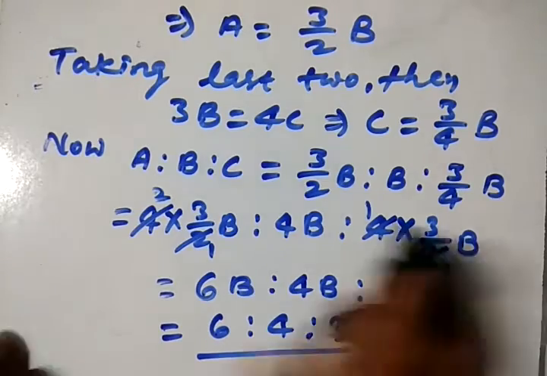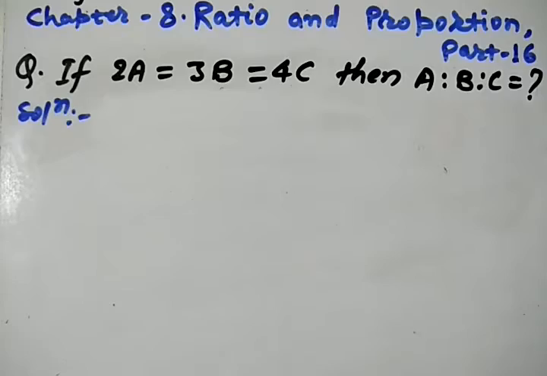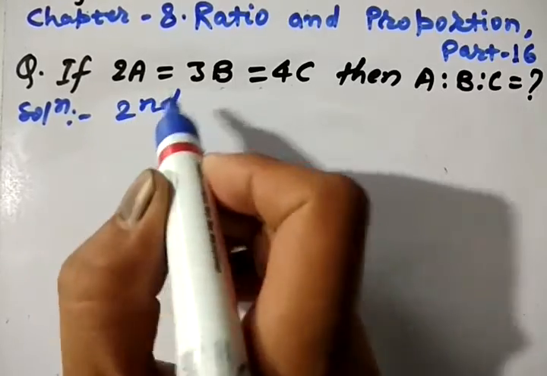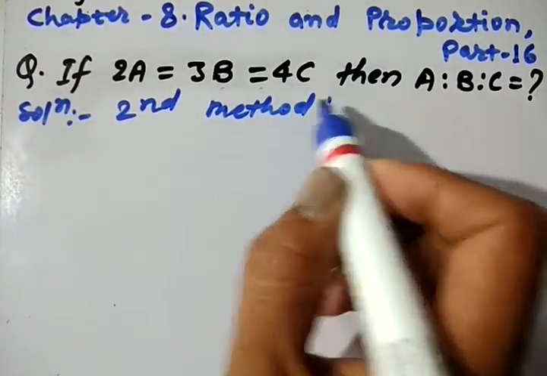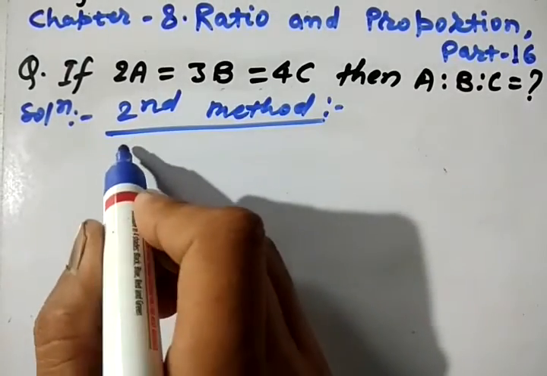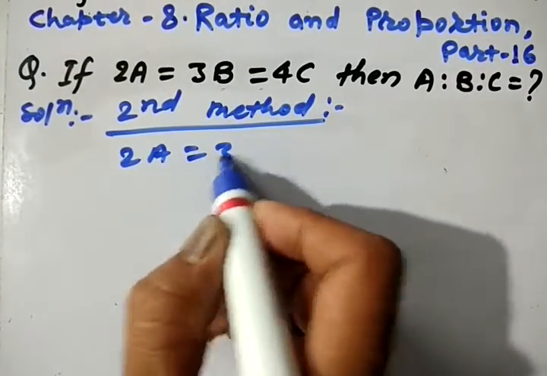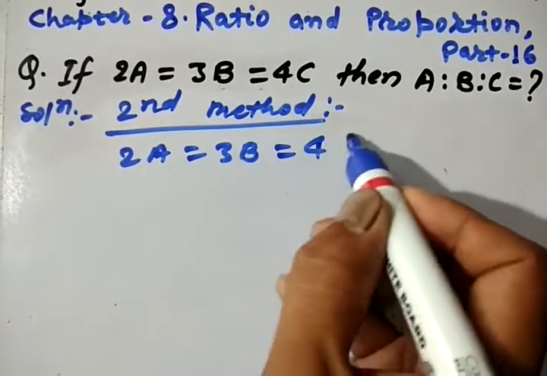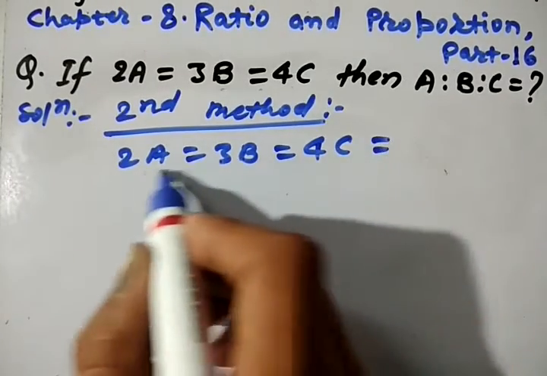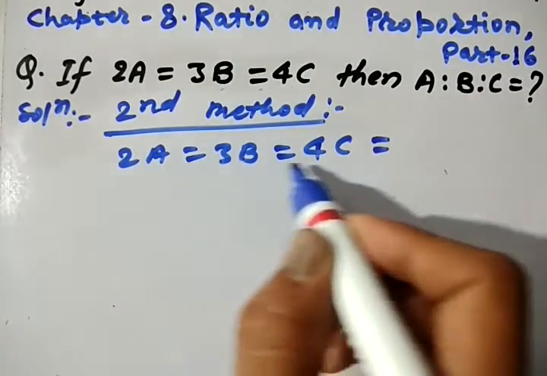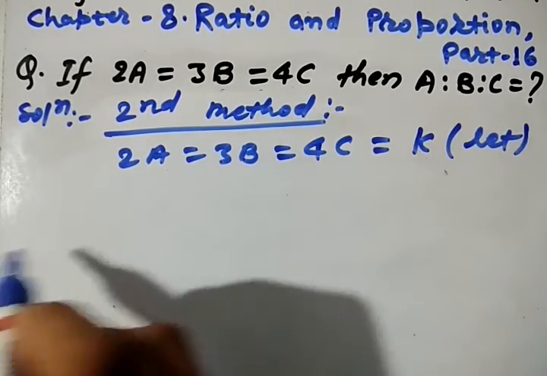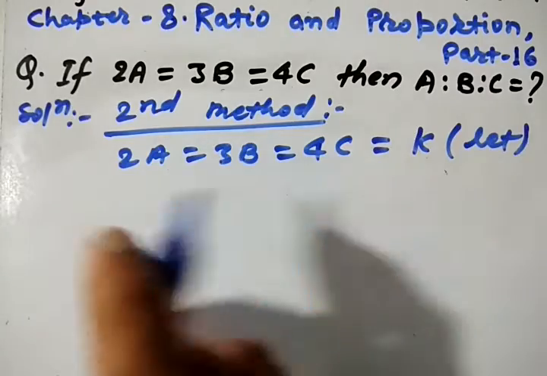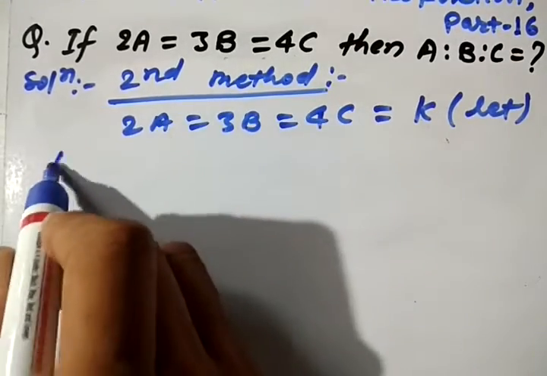Now let's see the second method. Second method: 2a is equal to 3b is equal to 4c is given. Now let this relation be equal to k. What did we do? We assumed this relation equal to k, okay.